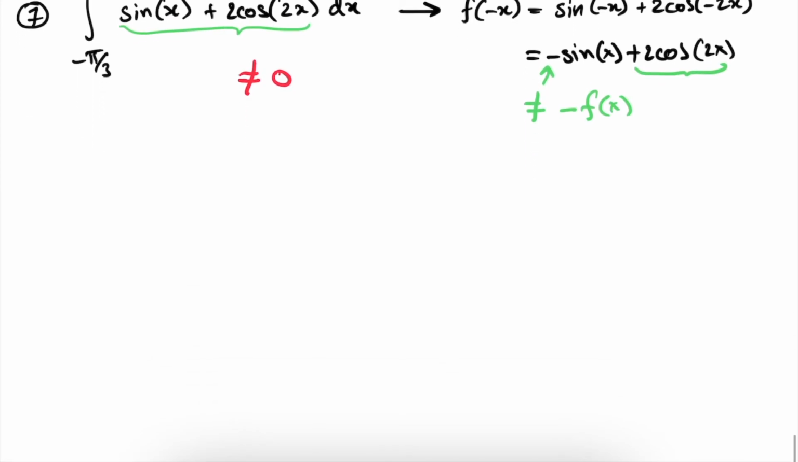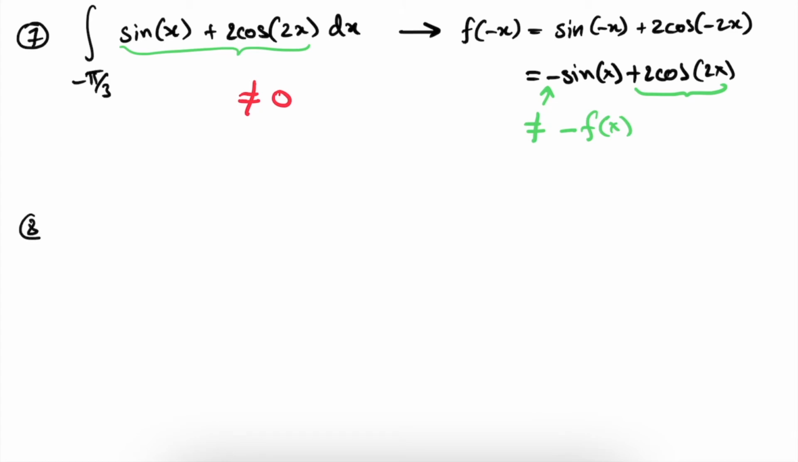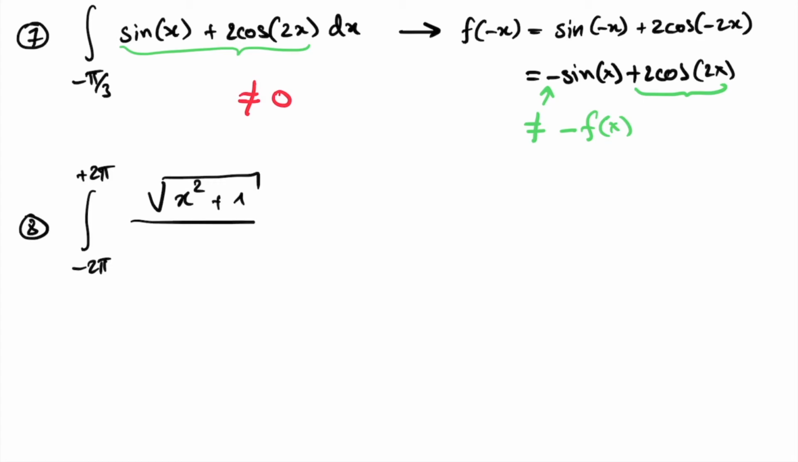Let's now go to the two last exercises, which will be quite a bit more complex. So let's say we integrate from minus 2 pi to plus 2 pi. And the function that we're integrating is quite a complex one. We have the square root of x squared plus 1 divided by x times the cosine of x, plus the sine to the power of 3 of x, dx. And this is actually a very complicated function, and I doubt that it could even be integrated by hand.